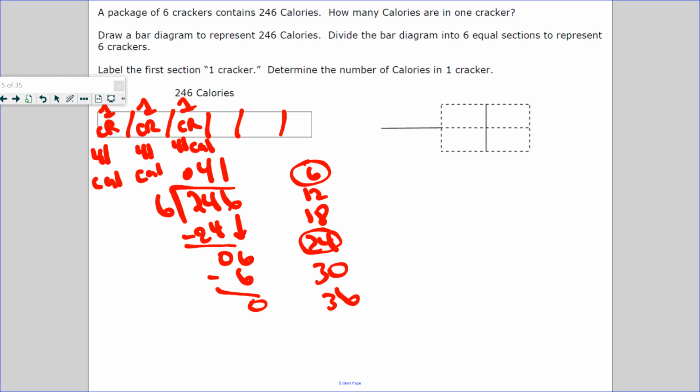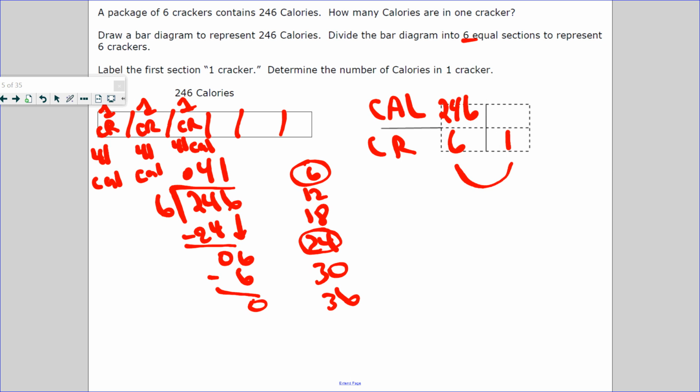But what if you don't like using a bar diagram? What do you prefer, maybe a table? I prefer tables. So how many calories are in 1 cracker? I'm going to abbreviate cal for calories, CR for crackers. So there are 246 calories in 6 crackers.